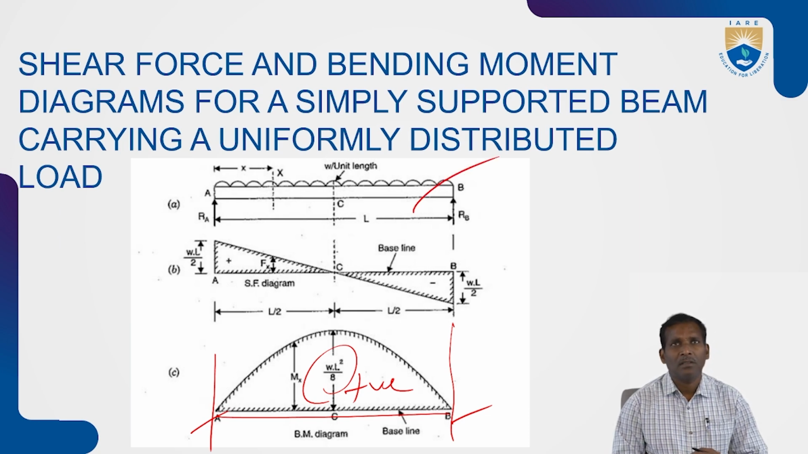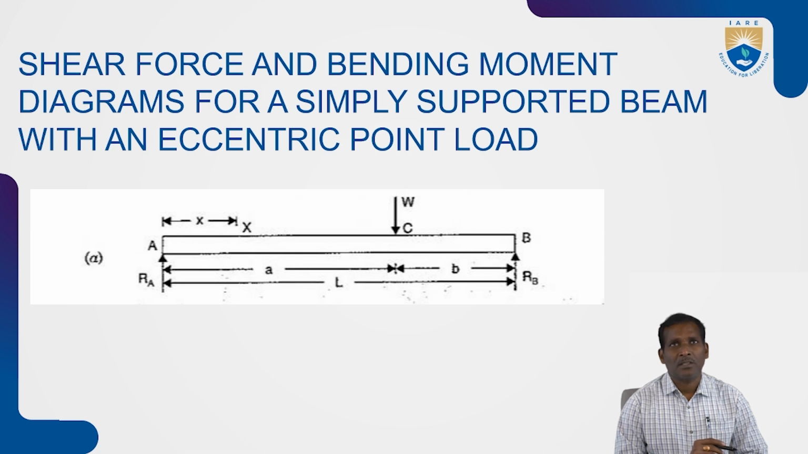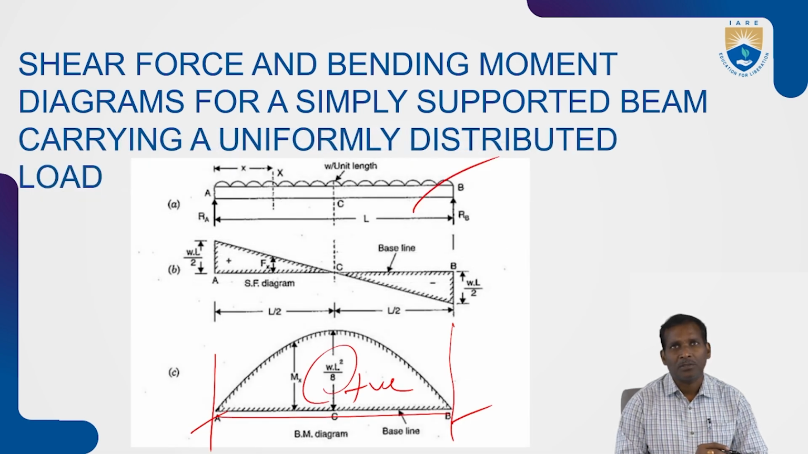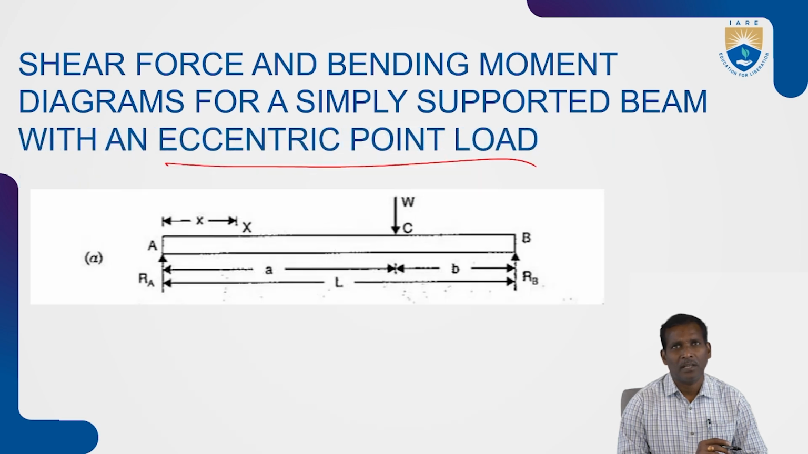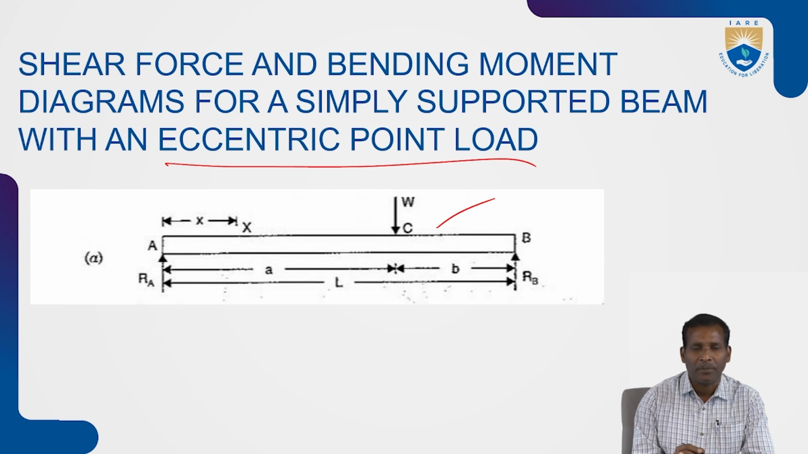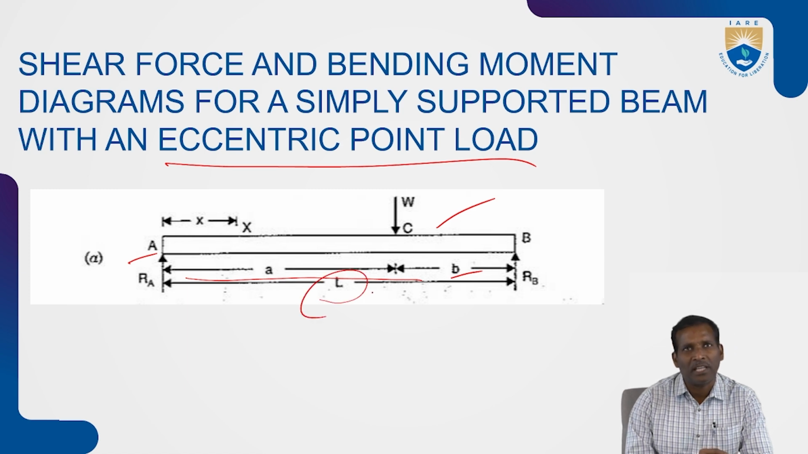So the next type is the shear force and bending moment diagrams for a simply supported beam with an eccentric point load. The previous case in the first session we have seen at its center point load, but here the load is not acting at its center. UDL we have already discussed, and the point loads also in earlier sessions. But in this case, the shear force and bending moment diagram for a simply supported beam with an eccentric point load. So eccentric point load is not at its center. The load is acting at a distance A from the support A, and the remaining from support B. The total length of the beam is L. The section taken in between A and C is X.